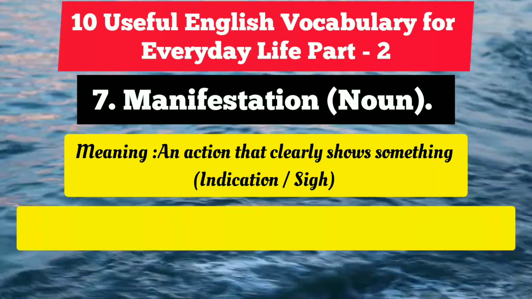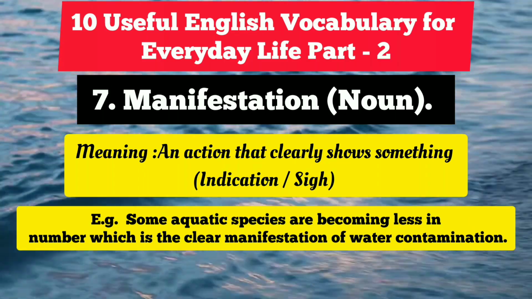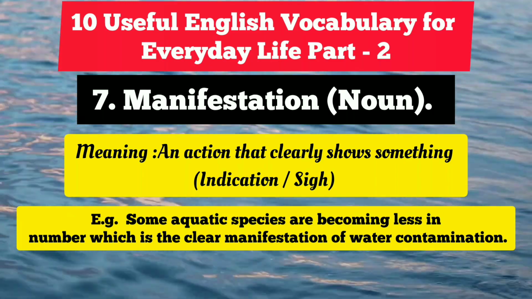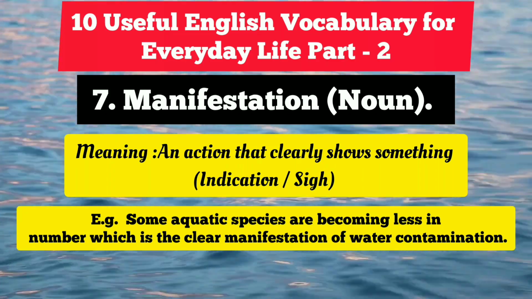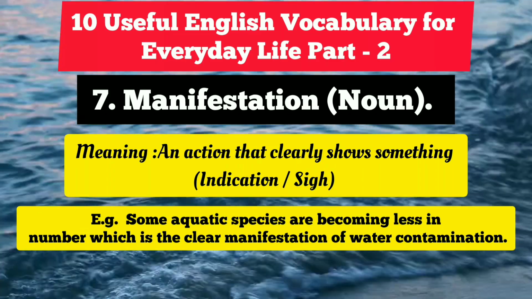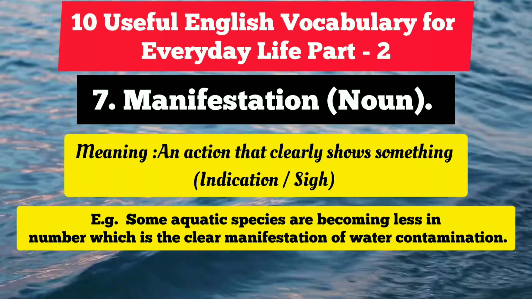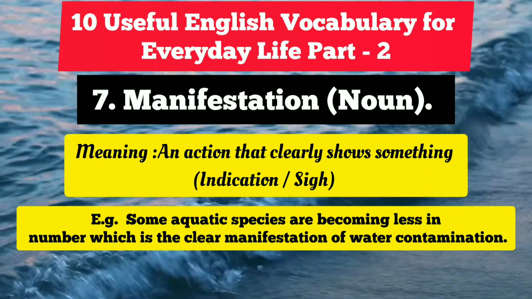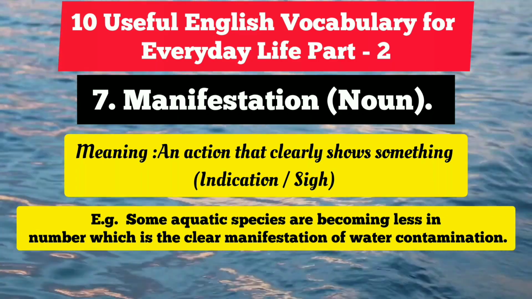Some aquatic species are becoming less in number, which is the clear manifestation of water contamination. That means it is a clear sign that there is water contamination. So because aquatic species are becoming less, maybe they are dying, so it proves that there is some sort of issue. It is a clear manifestation, means it's a clear indication that there is some issue or there is perhaps water contamination. So I'm quite sure it's crystal clear.